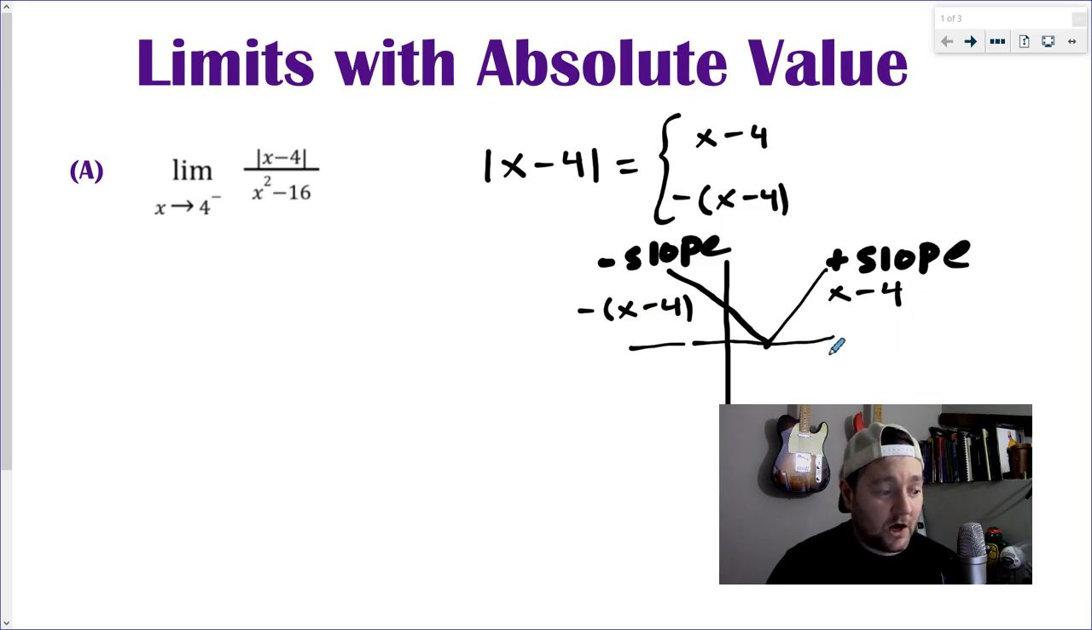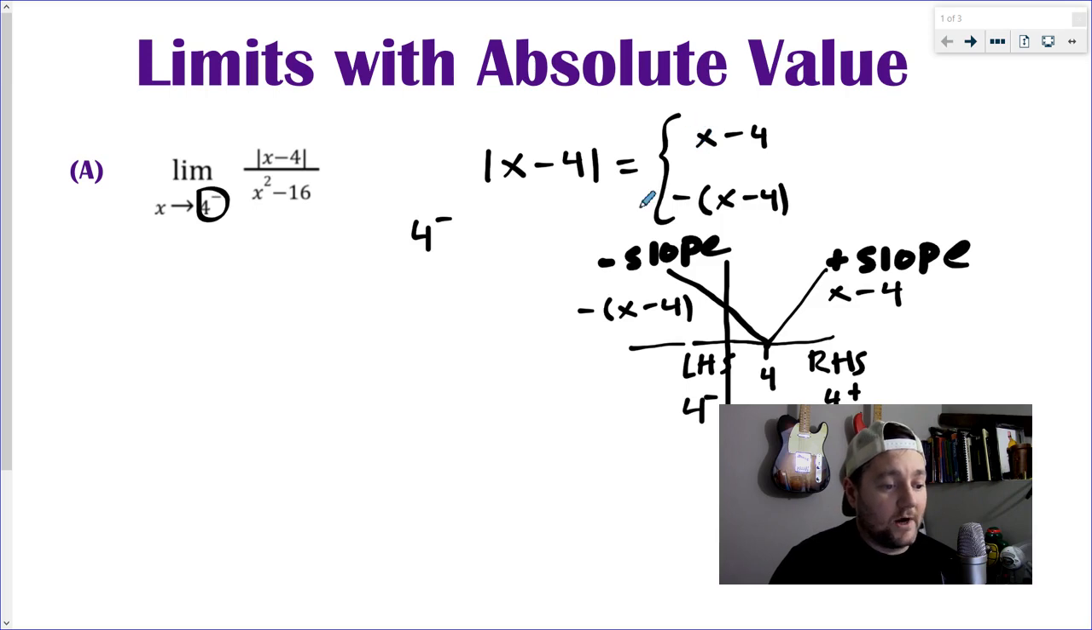So we have to decide which one of these pieces is actually going to go here with the limit. Well, you notice what the limit says. That little minus sign means that it's on the left-hand side of 4. All right, so 4 is right here. That's our x-intercept. So the left-hand side is this one, which is the negative slope side. And the right-hand side would be this one. So this is the 4 minus side, and this is the 4 plus side. So we need to decide which one we're going to use.